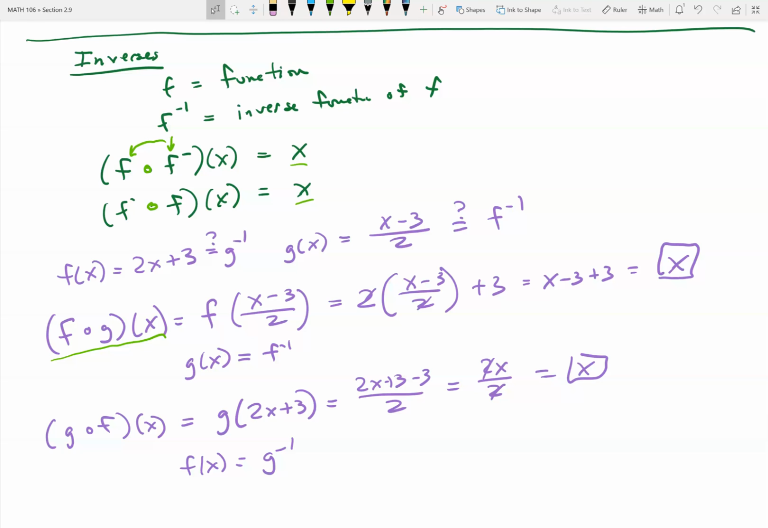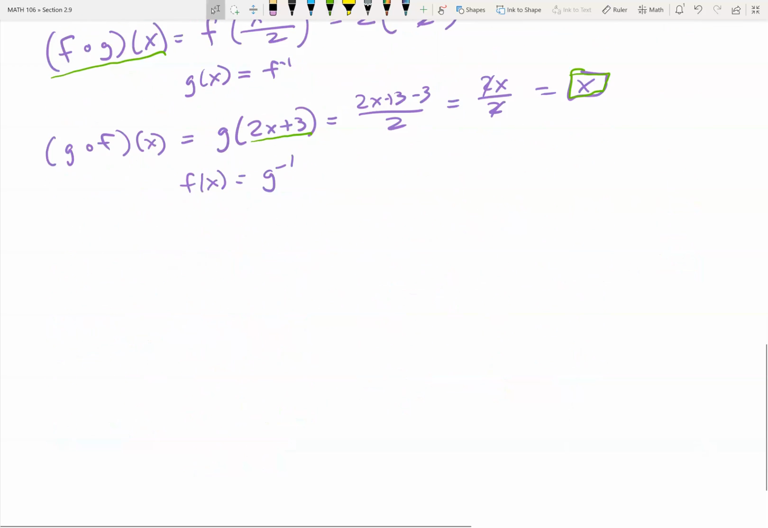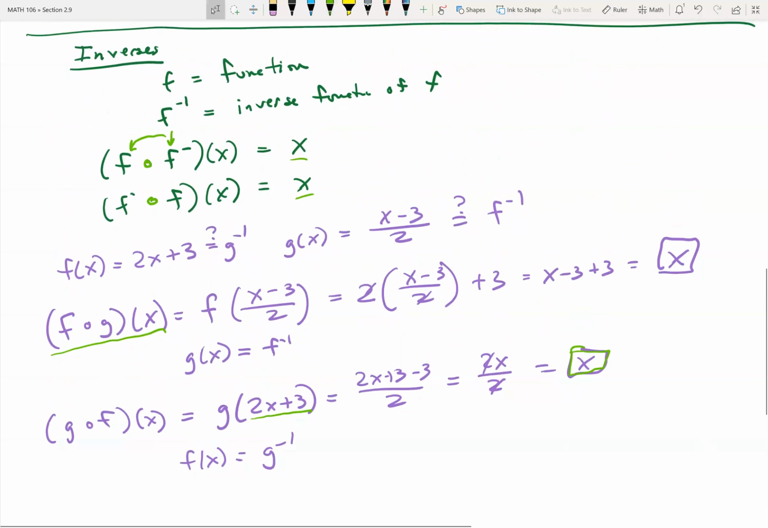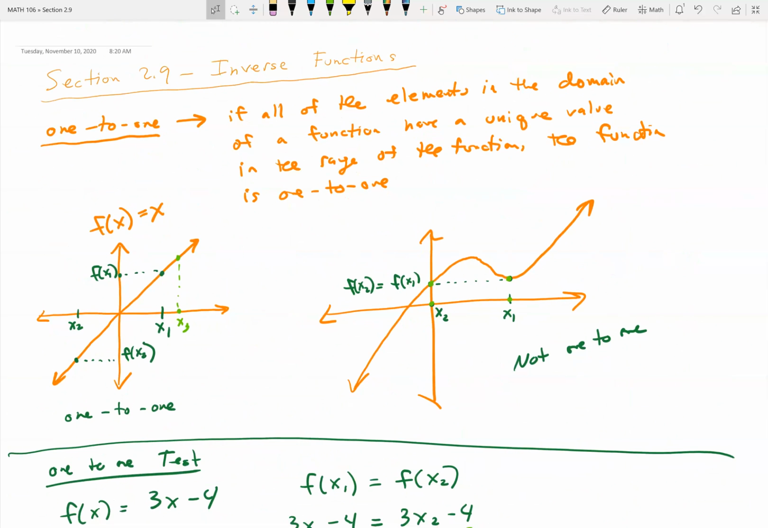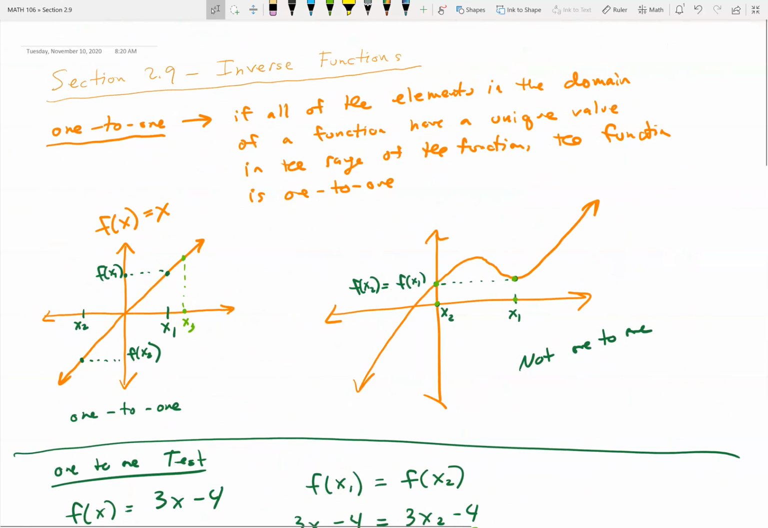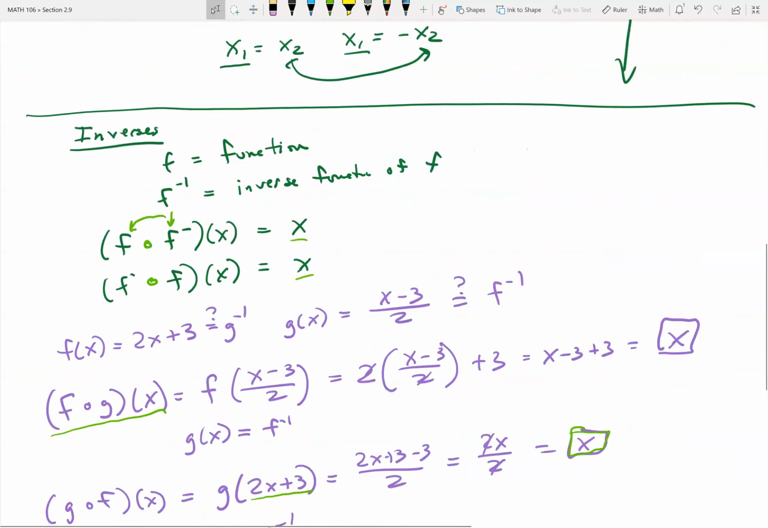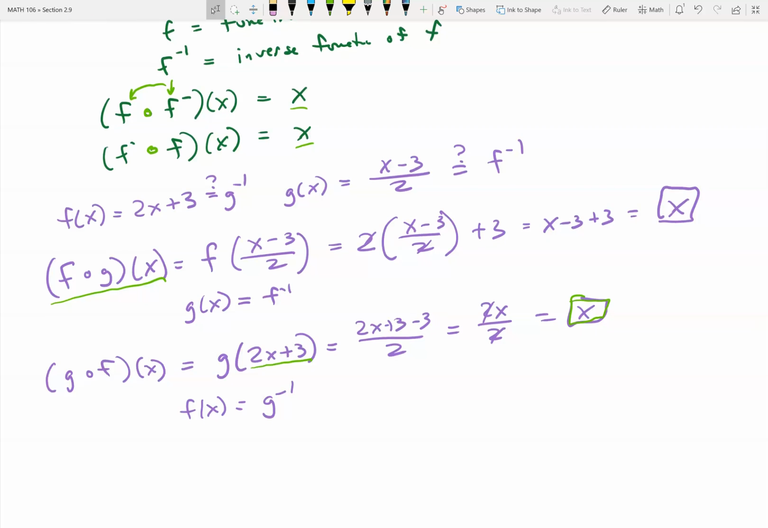We reversed the process and said, okay, now I'm going to plug in f into g. So here's what f is, 2x plus 3. It's going in as the input to g. Again, we just simplify everything, and again, we get x. So that also means f of x is the inverse of g. And that's where we left off. So just to review: one-to-one function, what that means, how to determine what a one-to-one function is, and then how to check to see if functions are inverses of each other.